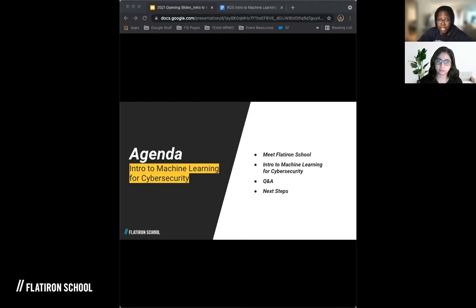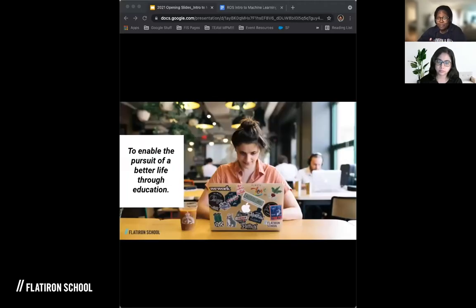Speaking of Flatiron School, it was founded in 2012 in New York City. Flatiron is an award-winning boot camp that has helped thousands of graduates break into tech and land jobs they love. We believe that education is the best investment you can make in your future, and we're committed to helping you learn the skills you need to change yours for the better. Hence our mission statement shown here: to enable the pursuit of a better life through education.